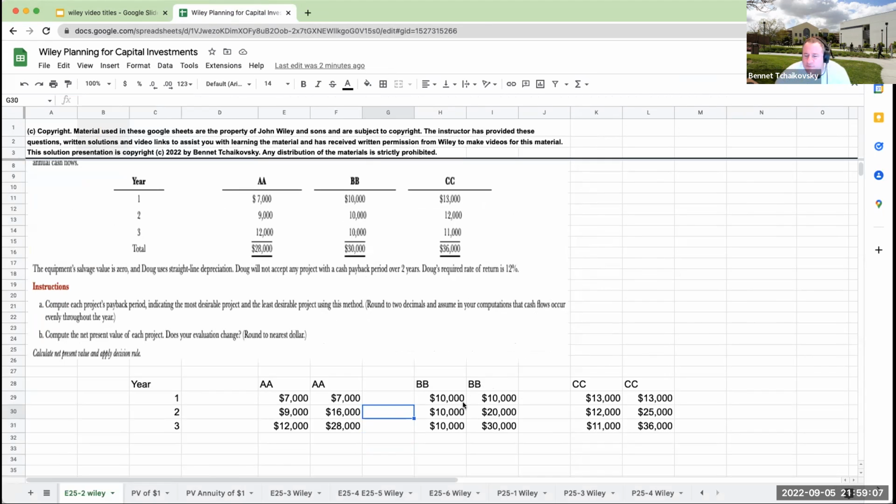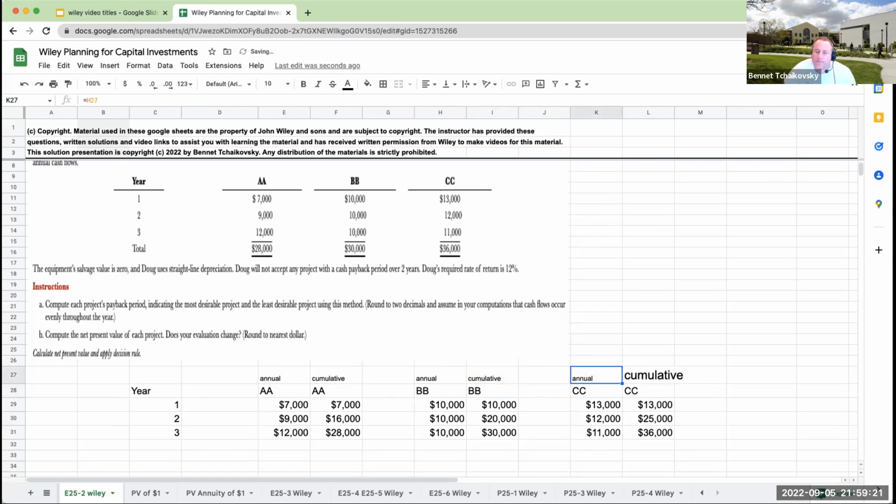So this is the cash flows for each one of these. This is the annual, and this is the cumulative. How did we get to the annual and then to the cumulative? Well, the annual of the first year is 7,000, so my cumulative is 7,000. If my cash flow here were 9, then 9 plus 7, the prior year, gives me 16,000. Where did the 28,000 come from? It was 16 plus 12, which gives me 28,000. So that's what this means.